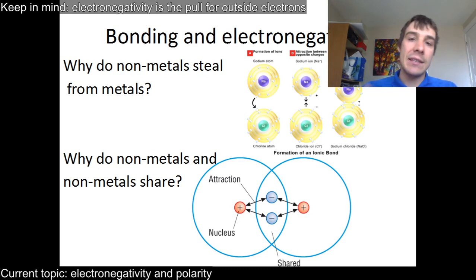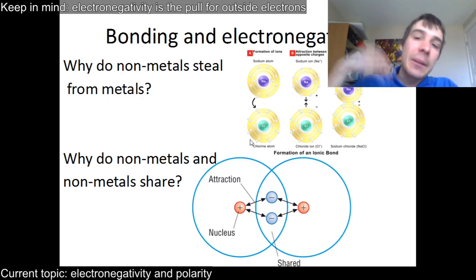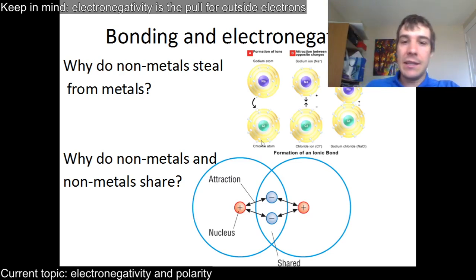The nonmetals have the highest electronegativity, so they have a strong pull for outside electrons. Meanwhile, the metals have a relatively weak pull for outside electrons. So this helps us explain why nonmetals can steal from a metal. The metal has a weak hold on its electron, a weak pull, and the nonmetal has a strong pull. So what you end up with is that the nonmetal can fully rip an electron away from the metal because the metal doesn't have that strong hold.